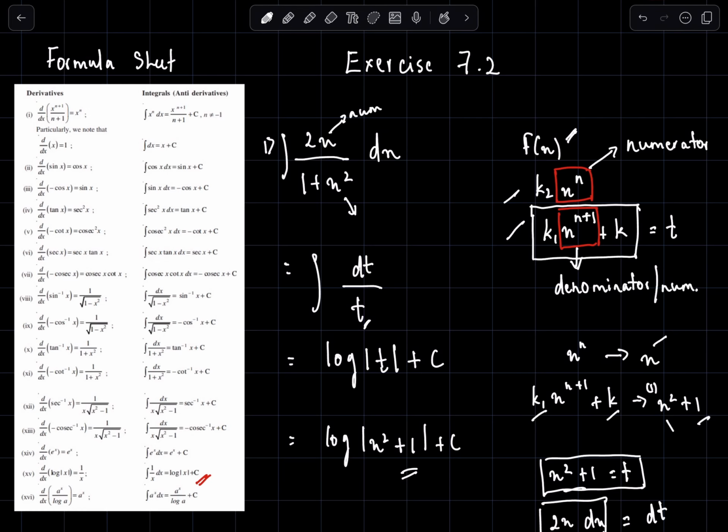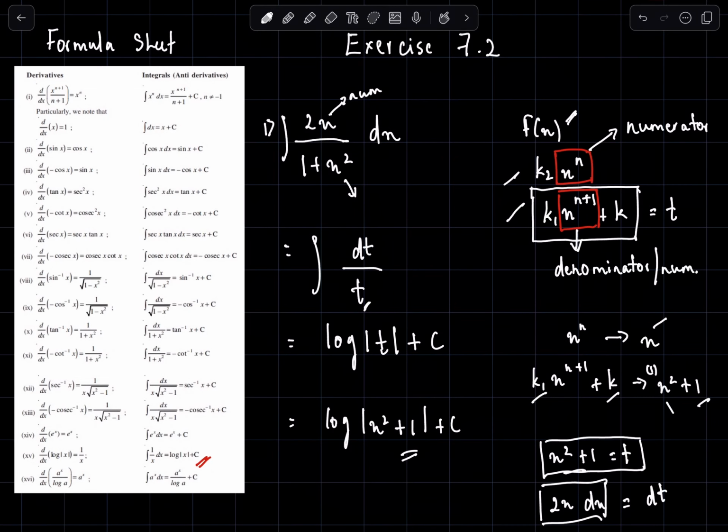All you have to worry about is, if you see these conditions apply, these conditions fit the profile for the integral, apply them. As simple as that. Okay, and let's move on to the second question.